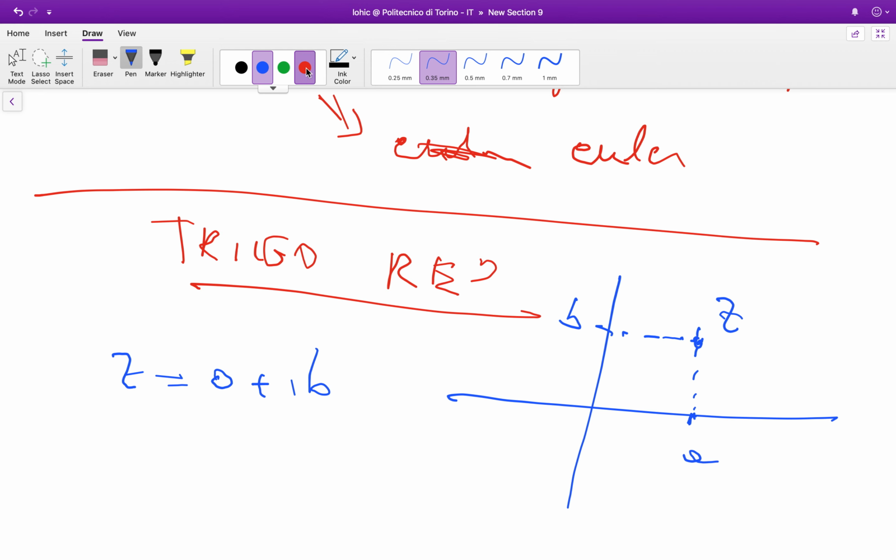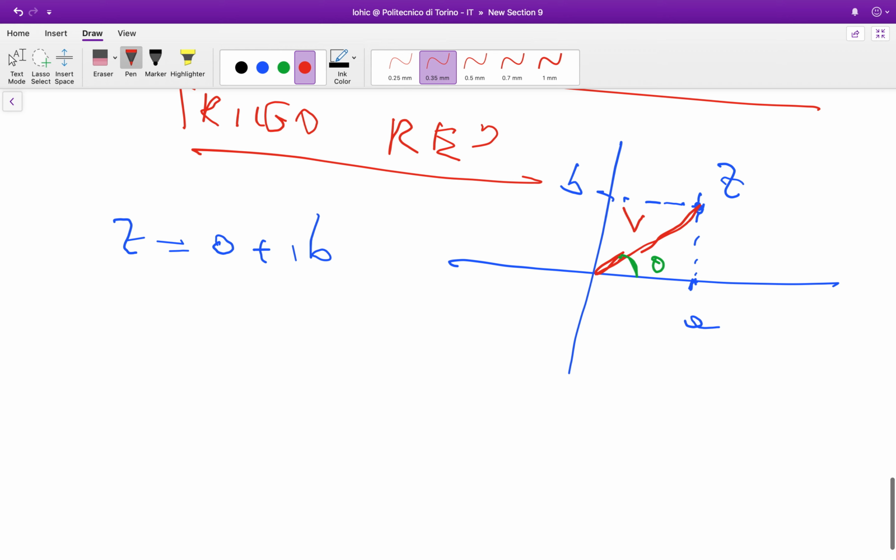But we can also use two alternative pieces of information. We can use this distance and this angle. Let me call the distance r and the angle theta. Tell me, if I give you the angle theta and the distance r, you are able to identify the position of the complex number, yes or not? So you can. This means that we can use a and b, or we can use r and theta.